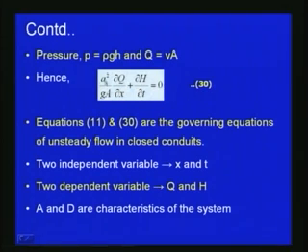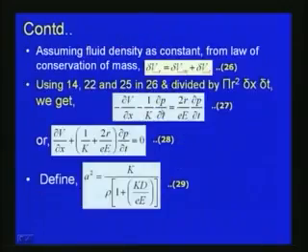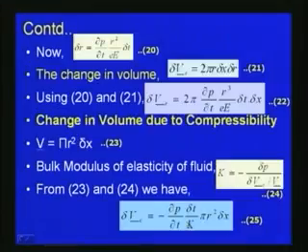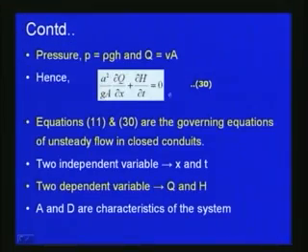Here A is the water hammer velocity, capital A is the area of cross section of the pipe, Q is the discharge, H is the head and T is the time. So, this relationship gives the continuity equation. Equation number 11 is the dynamic equation and equation number 30 is the continuity equation. Both are the governing equations of unsteady flow in closed conduits.